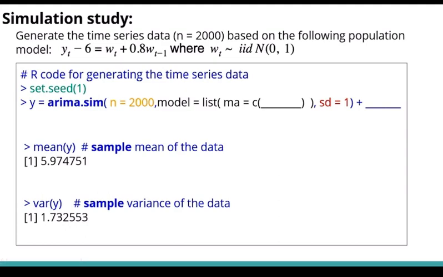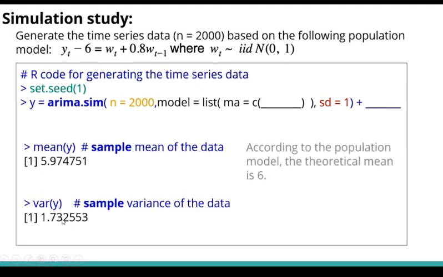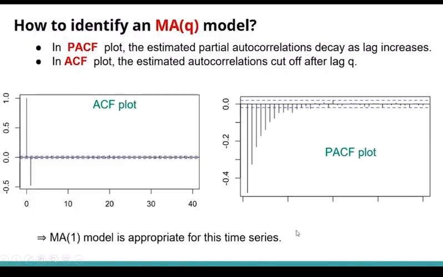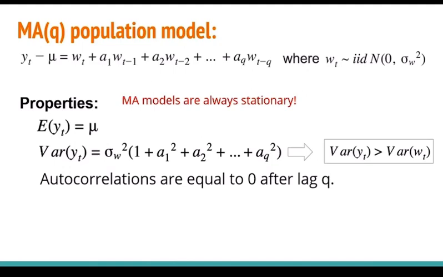And of course, for the population variance, if you use the formula that I showed you before, sigma squared multiplied by 1 plus a1 squared, you will use that to determine the population variance of the model, and you can now compare that with this to see if they are close. So as you can see, like I said, the theoretical mean is 6, and the sample mean is that. And the theoretical variance is 1.64. Some of you may be wondering, how do I get 1.64? You're going to use the variance for MA of order 1. I'm going to show you now.